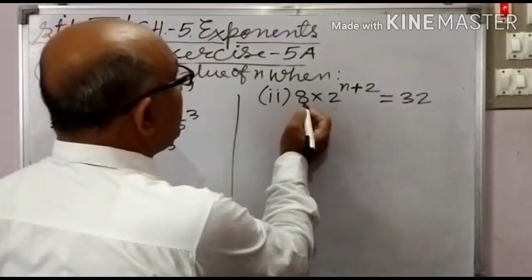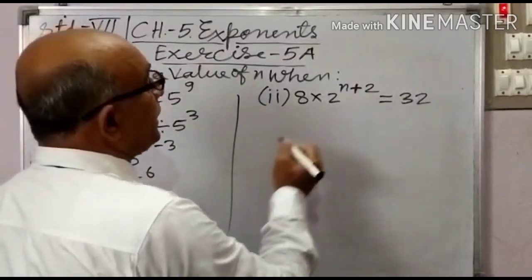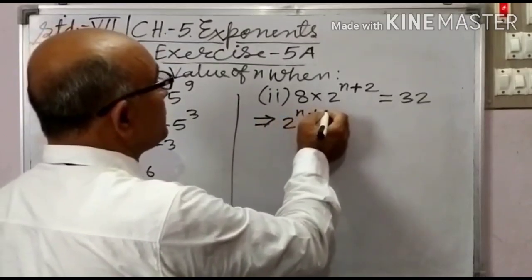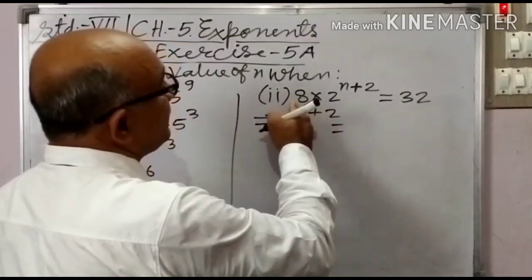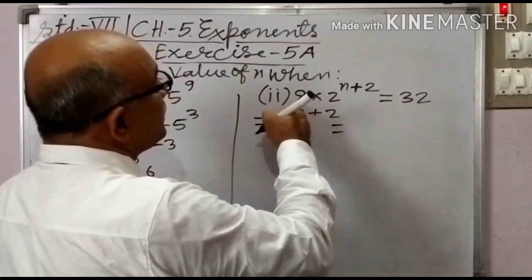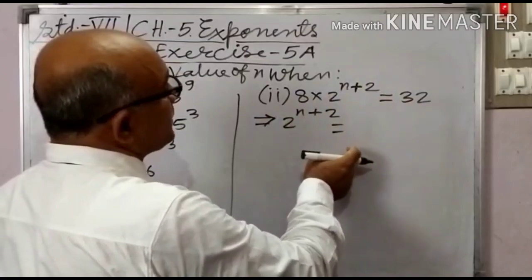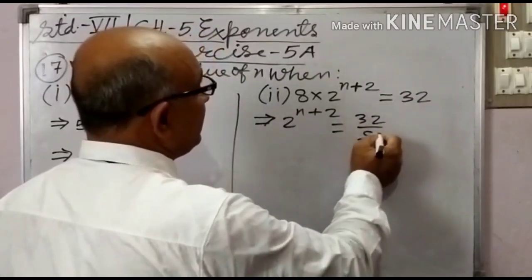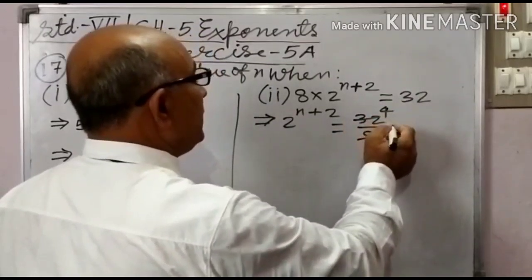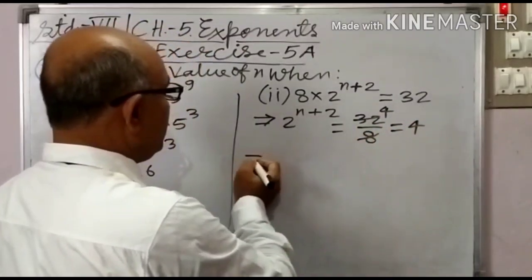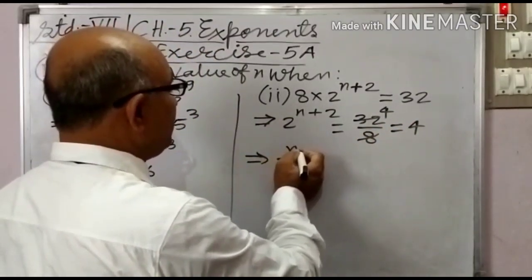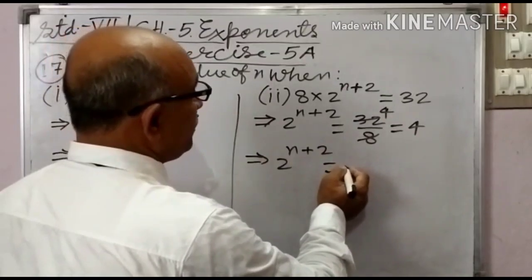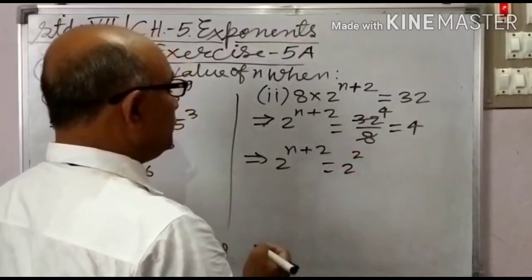And question number 2 is 8 into 2 to the power n plus 2 equal to 32. That implies 2 to the power n plus 2 equal to, 8 is multiplied here, multiplied by transposition change into divide. So 32 by 8, divided by 8, 8 4s are 32, equal to 4. That implies 2 to the power n plus 2 equal to 2 to the power 2.